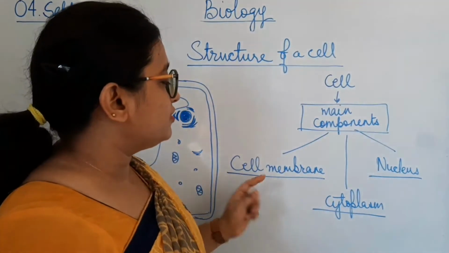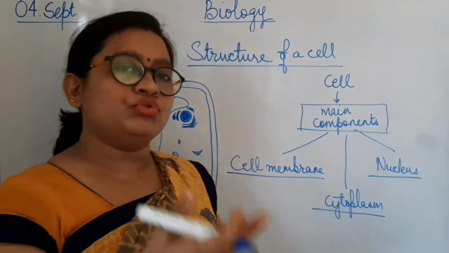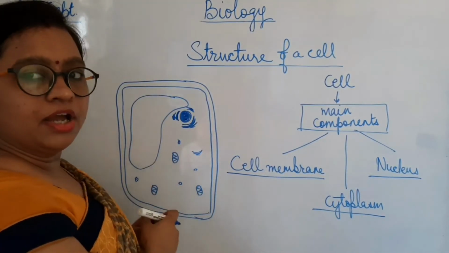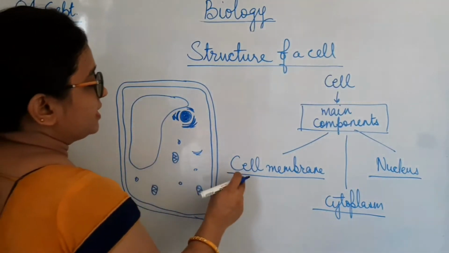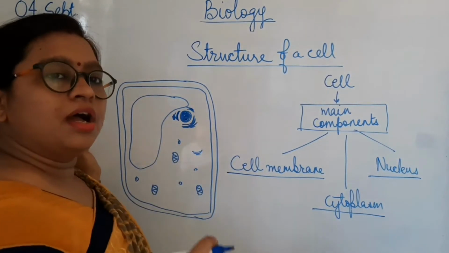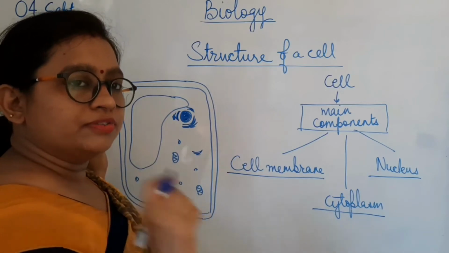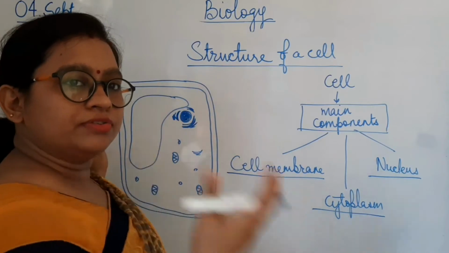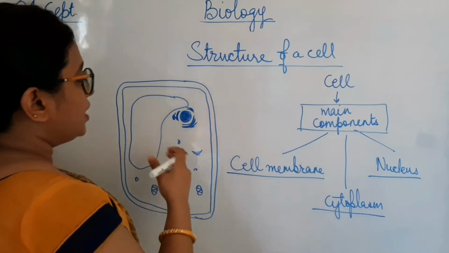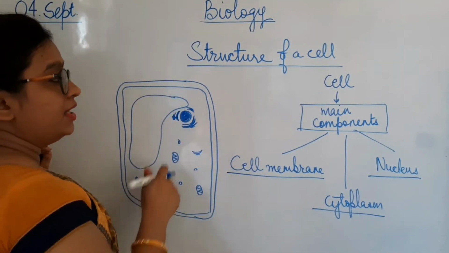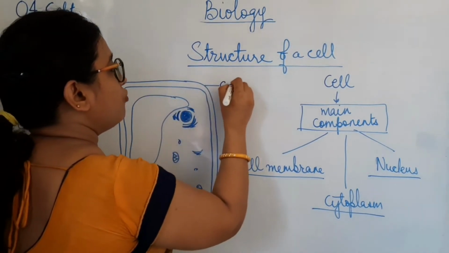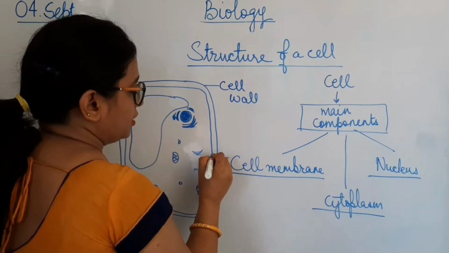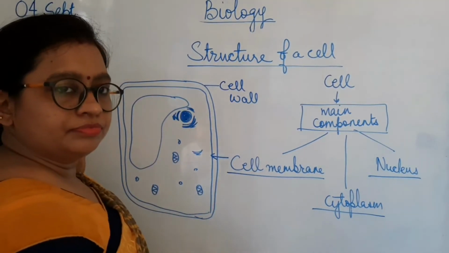First I will touch upon the cell membrane. But before I move into that topic, let's see where these parts are present in the cell. For example, the cell membrane. Cell membrane is the outermost part of the cell, meaning the layer or covering of the cell is the cell membrane. Here, since it is a plant cell, it has a cell wall outside. So this one is the cell membrane.